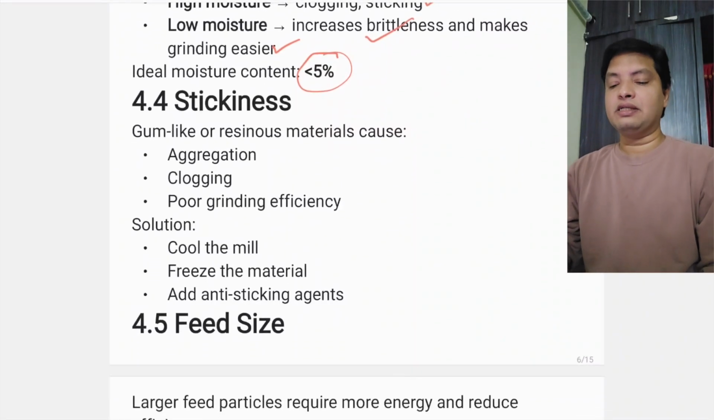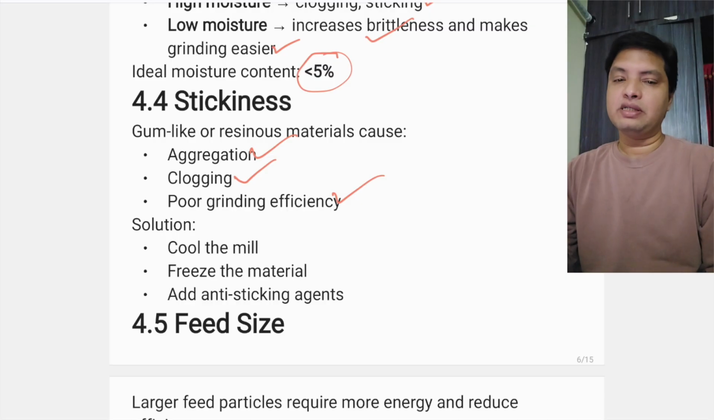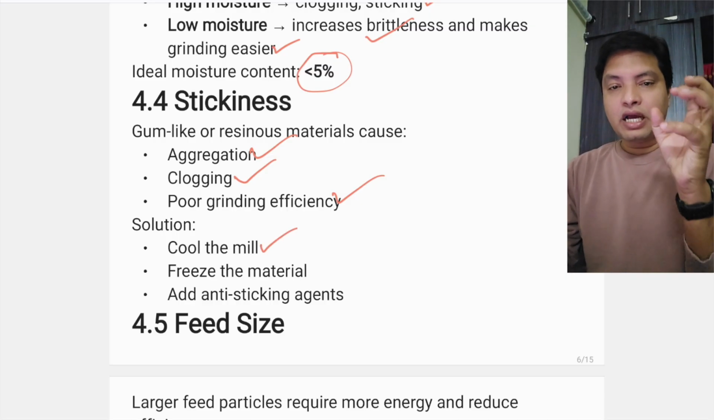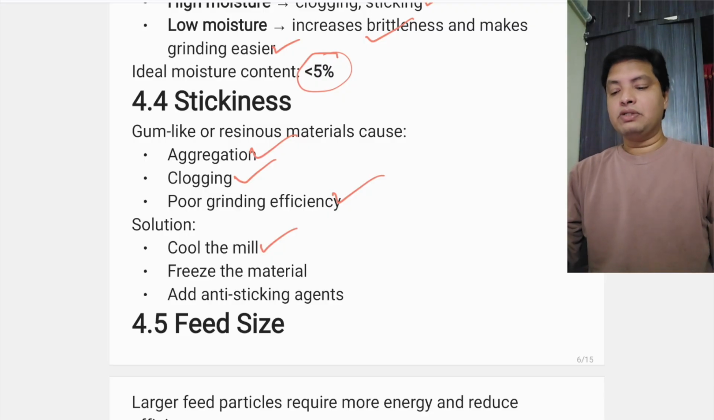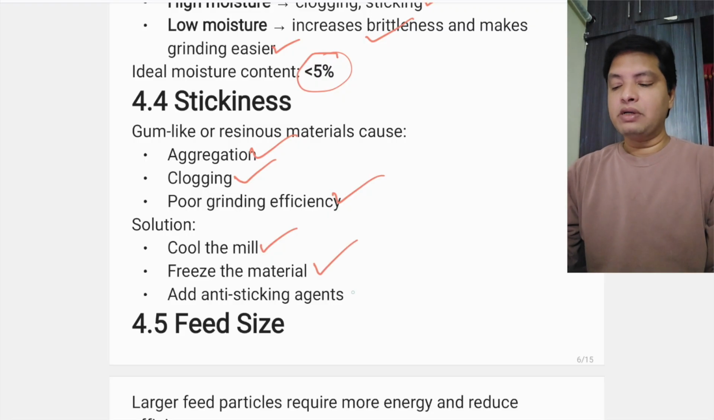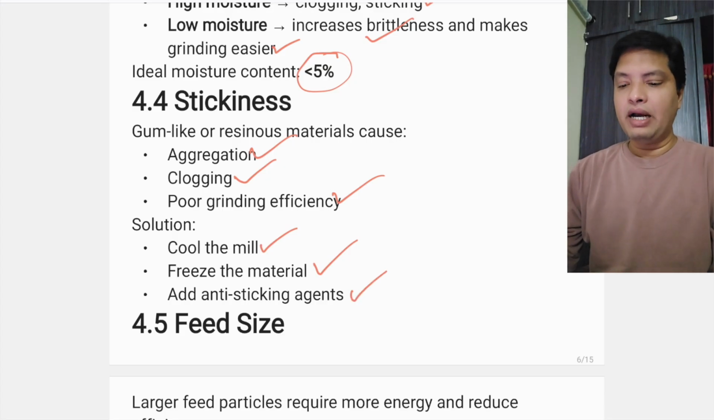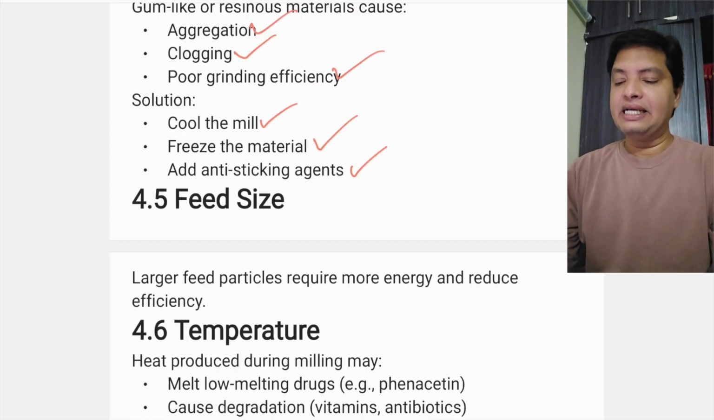Next, stickiness. Gum-like or resinous materials cause aggregation, clogging and poor grinding efficiency. What is the solution for this? Cool the mill. If you cool it, the gummy property will be reduced. Freeze the mill. If you freeze, again the gummy property will be reduced. Or, because materials are sticking to each other, it is better to add an anti-sticking agent.